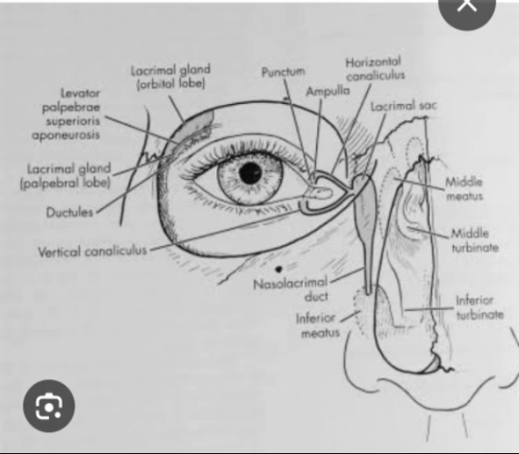In 90% of individuals, the lower and upper canaliculi join proximal to the lacrimal sac, forming a single 3 to 5 mm long common canaliculus. For the remaining 10% of people, the canaliculi enter the lacrimal sac directly and independently.